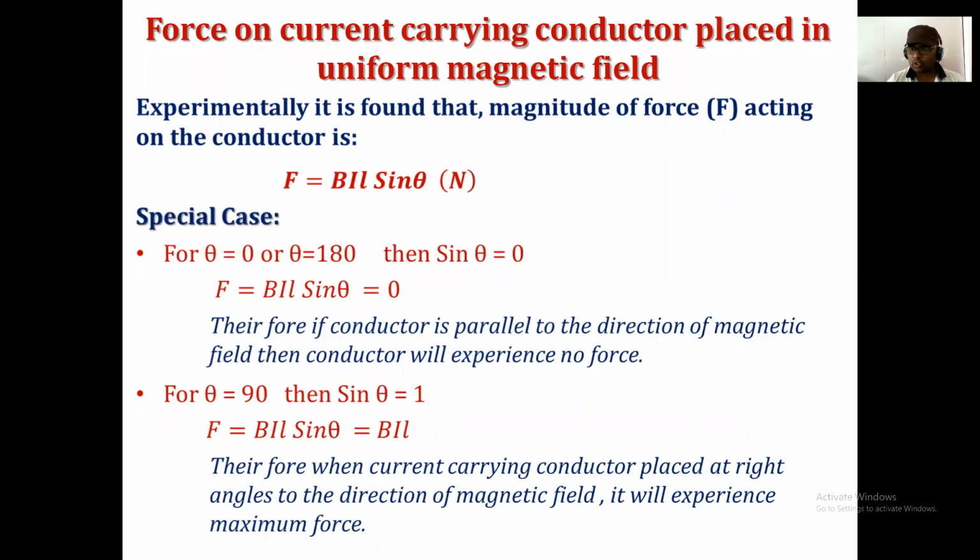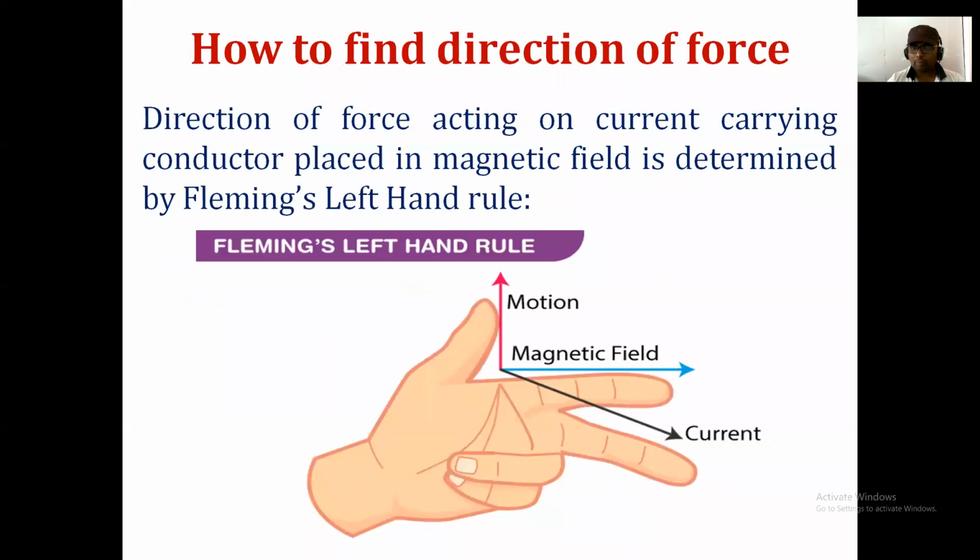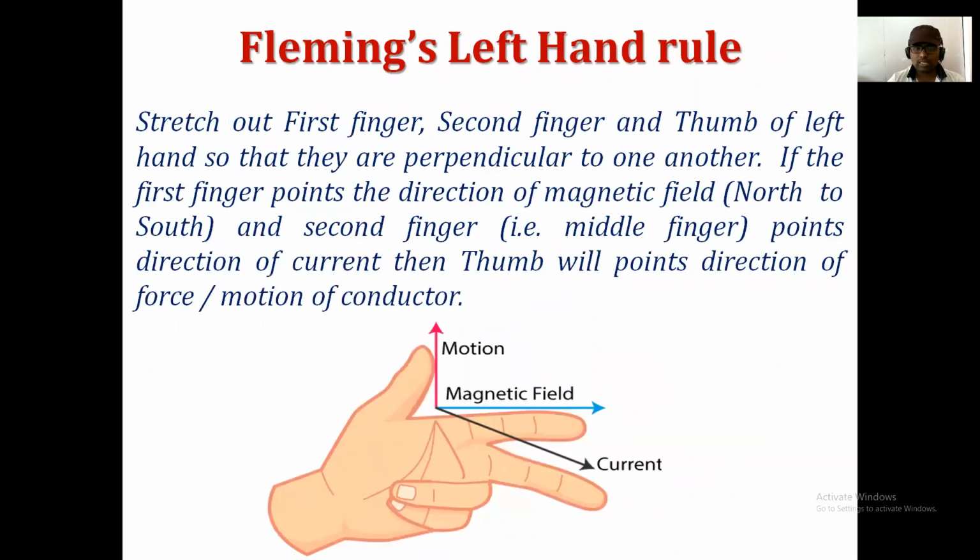So this is about the magnitude of the force. Then how to determine the direction? The direction can be determined by using Fleming's left hand rule. Now, what is Fleming's left hand rule? See the diagram and read the statement. Stretch out the first finger, second finger, and the thumb of the left hand so that they are perpendicular to one another. If the first finger points in the direction of the magnetic field, north pole to south pole, and the second finger points in the direction of the current flowing through the conductor, then the thumb will point in the direction of motion, or the force acting on that conductor.